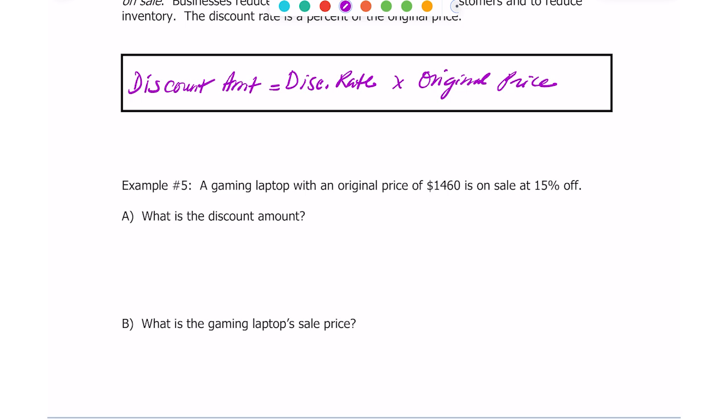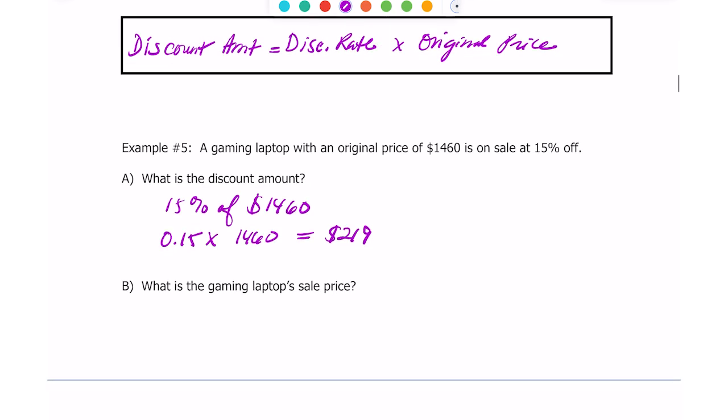So a gaming laptop with an original price of $1,460 is on sale at 15% off. What is the discount amount? So remember, that discount amount is a percentage of the original cost. So here we're looking at 15% of $1,460. So what that means is I have 0.15 times 1460. And when you multiply that out, you get $219. So that's my discount amount.